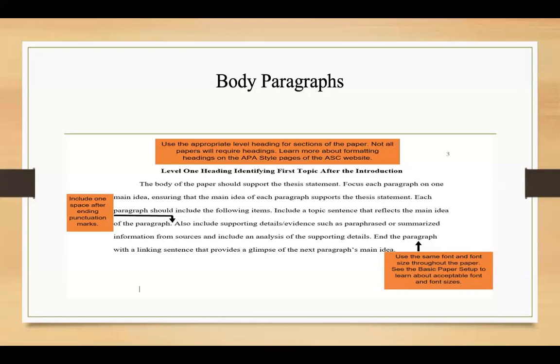Include a topic sentence that reflects the main idea of the paragraph. A very, very powerful way of introducing your paragraph. It is based on the type of topic sentence that you use. Also include supporting details, evidence such as paraphrased or summarized information from sources, and include an analysis of the supporting details, could be in the form of percentages or outcomes, etc. And end the paragraph with a linking sentence that provides a glimpse of the next paragraph's main idea.